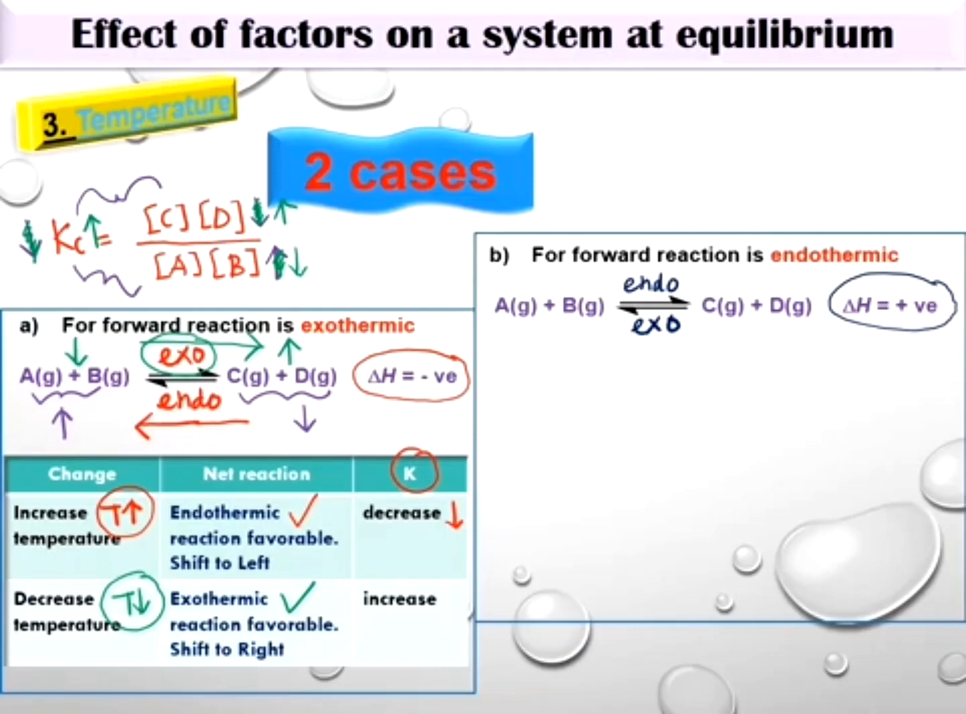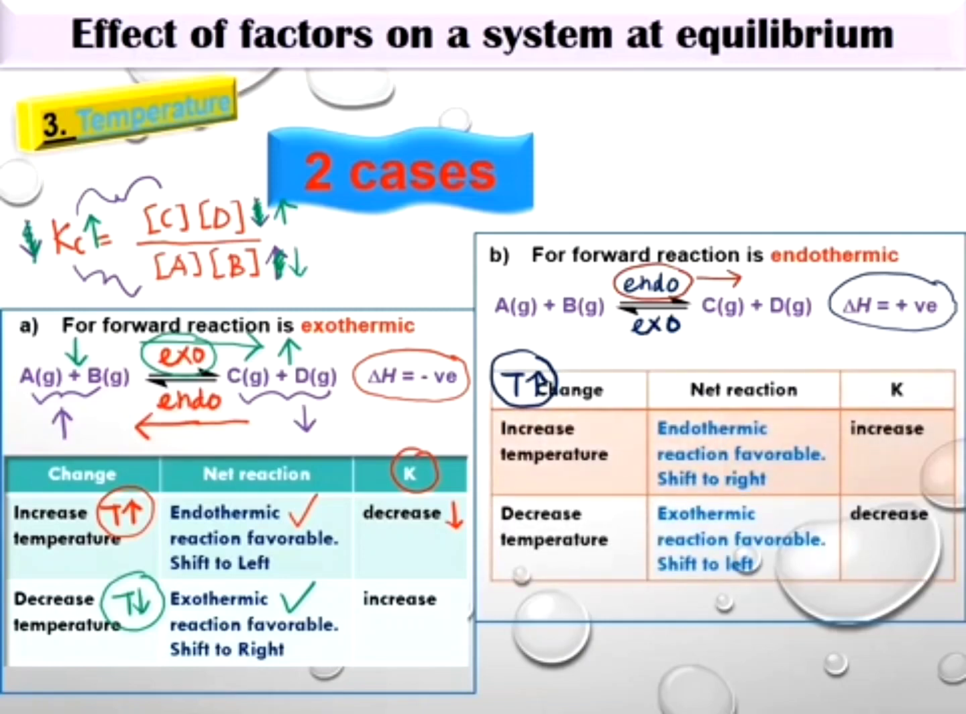So, katakanlah, I'll disturb the system dengan increase the temperature. Saya kacau sistem awak sekarang dengan saya increase the temperature. Sekarang sistem awak dah panas. Okay, and then saya tambah lagi kepanasan dia. Kan? So, apa yang awak kena buat? Ingat, temperature increase. Tadi saya bagi tips apa? Absorb heat. So, kalau absorb heat, nak pilih endo ke exo? Absorb heat adalah proses endo. So kita akan pilih proses endo. So kita akan shift to the right. Nampak?